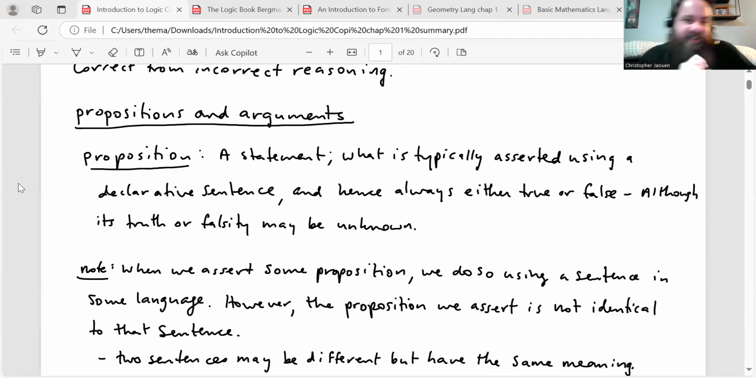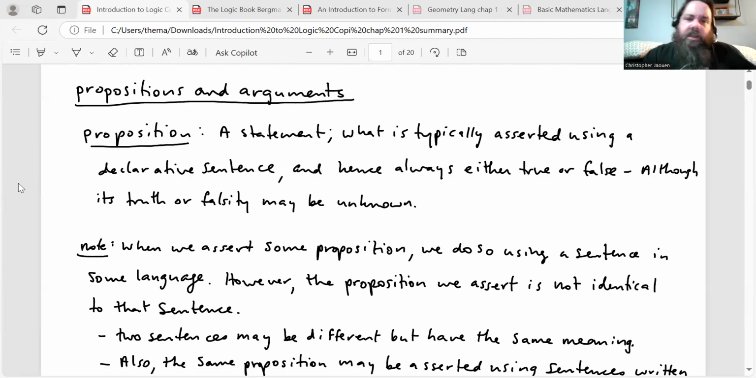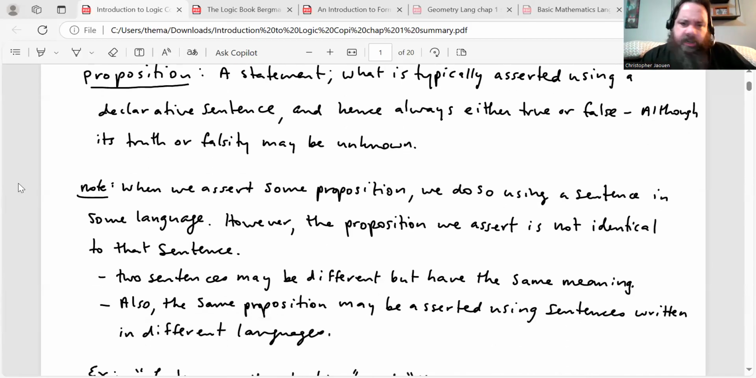But anyway, here's the definition of proposition: a statement, what is typically asserted using a declarative sentence, and hence always either true or false, although its truth or falsity may be unknown. And this is a pretty standard definition for what we mean by a proposition. Sometimes books will call it a statement, but I think he does mention this here in the chapter. So let's continue.